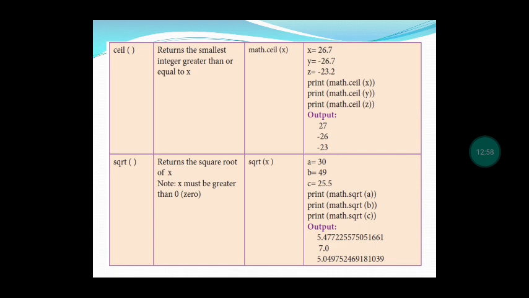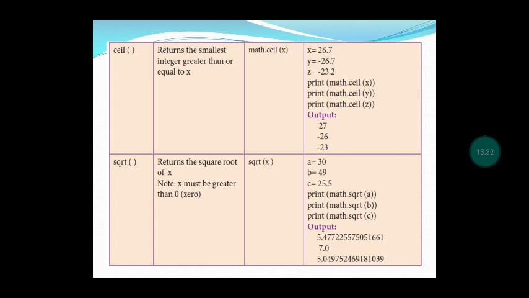Next function, ceil function. It returns the smallest integer, that is math.ceil of x, that is x, y and z. X value is 26.7, and y the same value is given, z also. If you are using ceil, it gives 27, and y value minus 26, and z value minus 23. Here 24 will not come because the ceil function is used, it gives only the smallest integer.